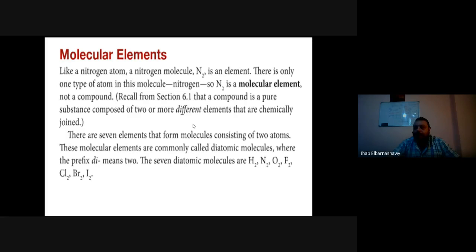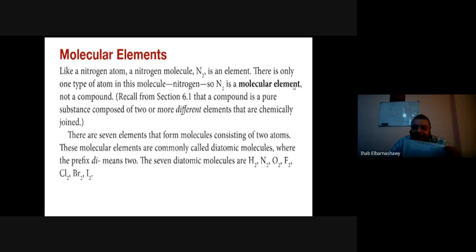Now, we have 7 molecular elements in the periodic table. 7 diatomic molecules. How many? 7. Can we see the 7 together? Here they are. Count with me 7, please. It is like an inverted letter L. Count starting from iodine: 1, 2, 3, 4, 5, 6, and hydrogen number 7.